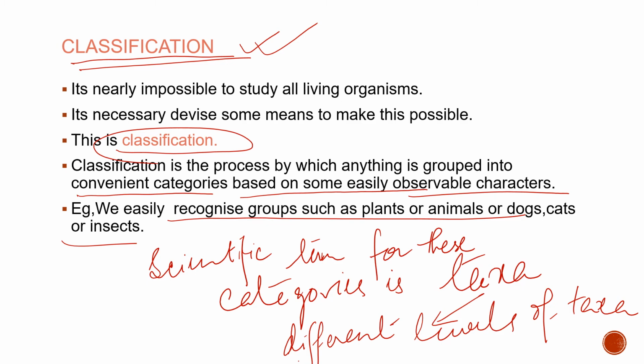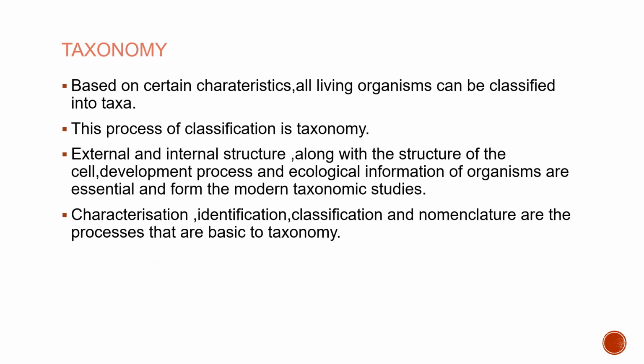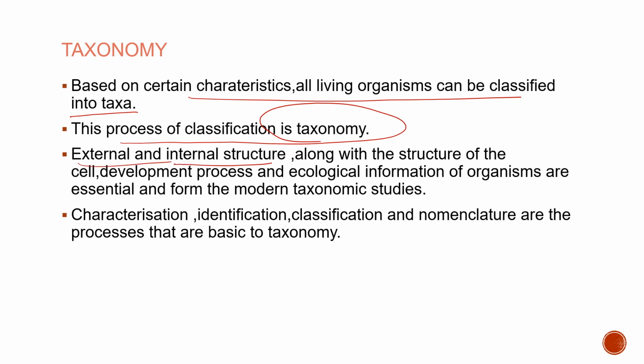Now let us see what is there in the next one. Based on certain characteristics, we have said that these living beings can be classified into taxa, and the process of classification is called taxonomy. The external as well as internal structure, along with the structure of the cell, development process, and ecological information of organisms are all essential and form the modern taxonomic studies. Characterization, identification, classification and nomenclature are the processes that are basic to taxonomy.